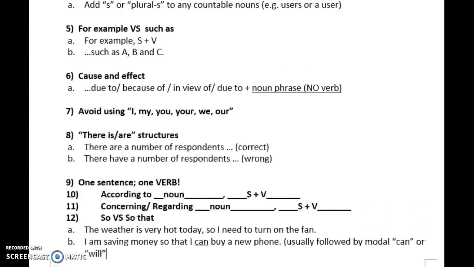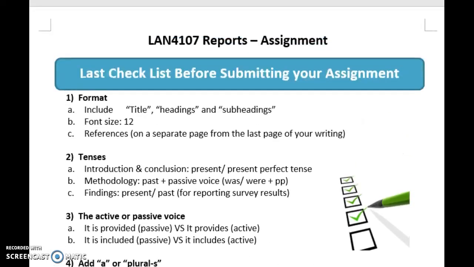So I hope you will have a better idea of what areas you are looking at, what areas you are checking before you submit your assignment.